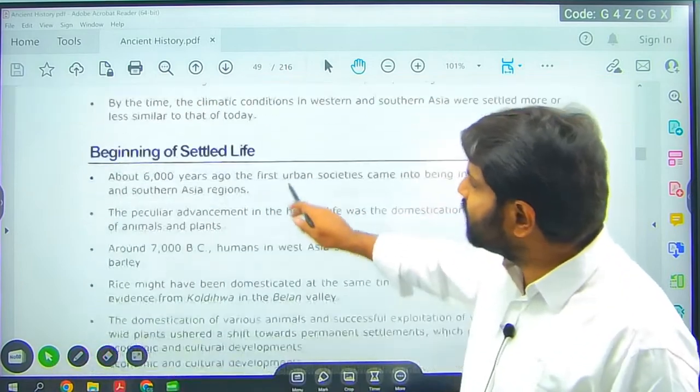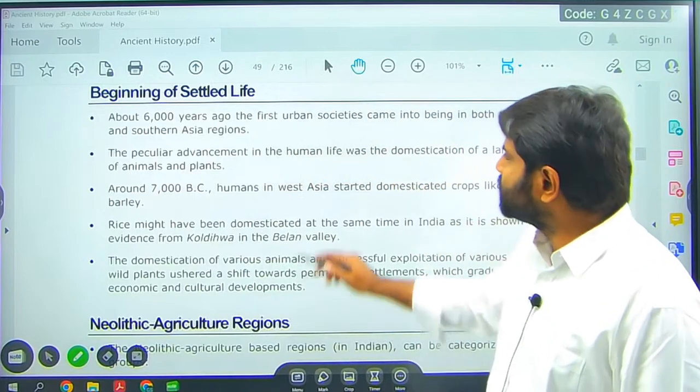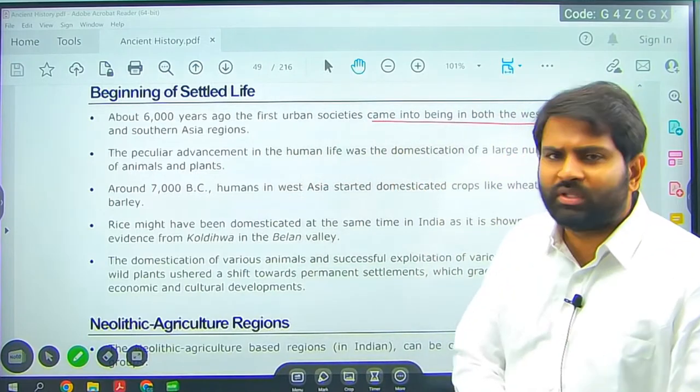Neolithic, the name itself is saying new, began the settled form of life. About 6,000 years ago, the first urban societies came into being, in both the western and southeastern regions.